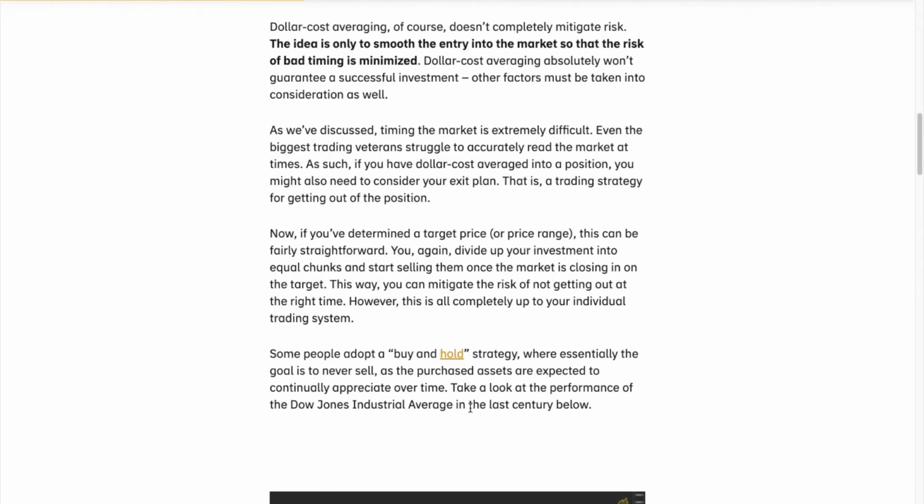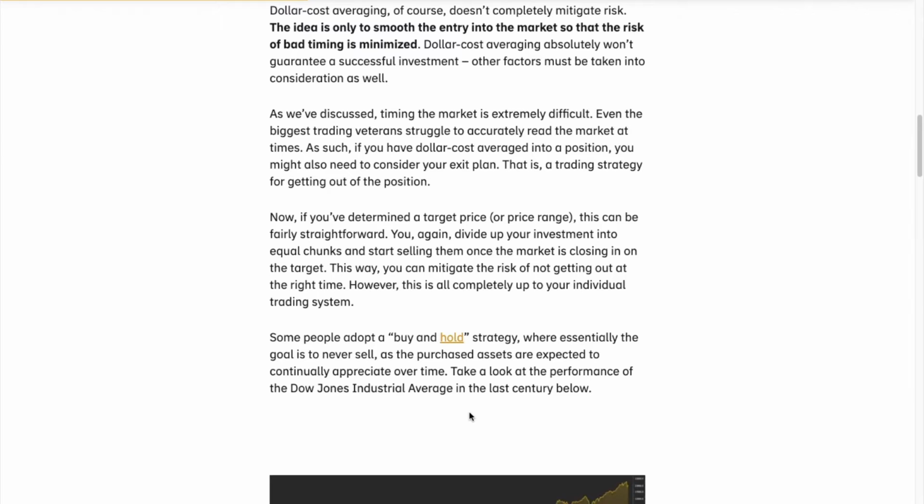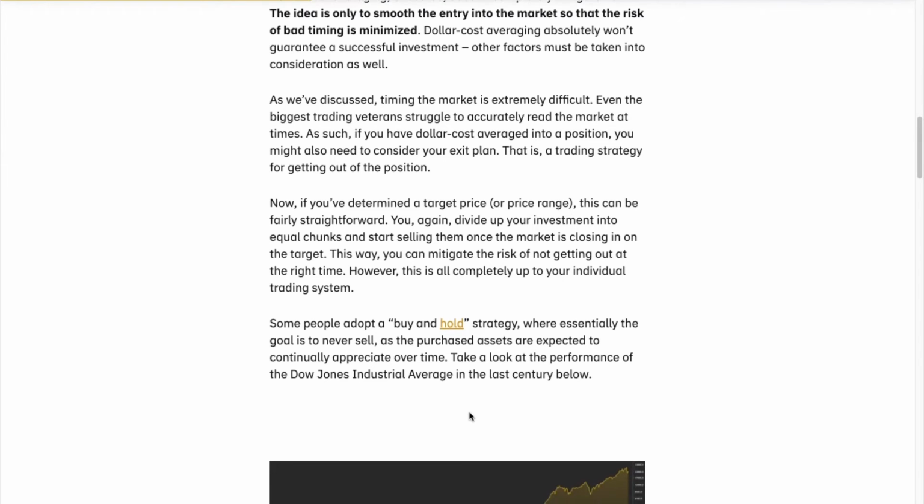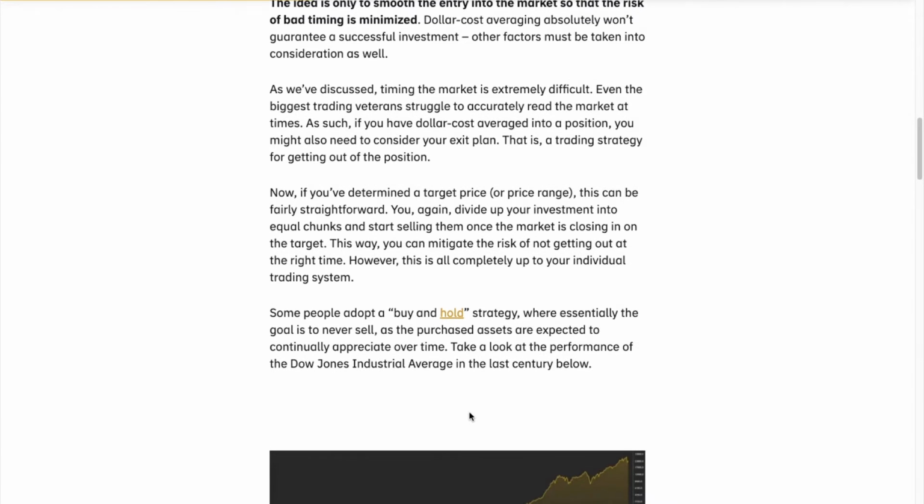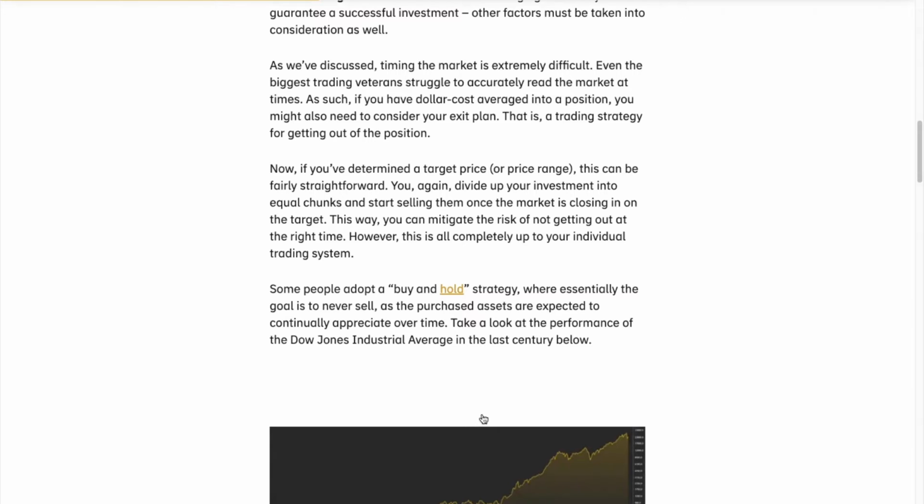Now, if you've determined a target price or price range, this can be fairly straightforward. You, again, divide up your investment into equal chunks and start selling them once the market is closing in on the target. This way, you can mitigate the risk of not getting out of your position at the right time.